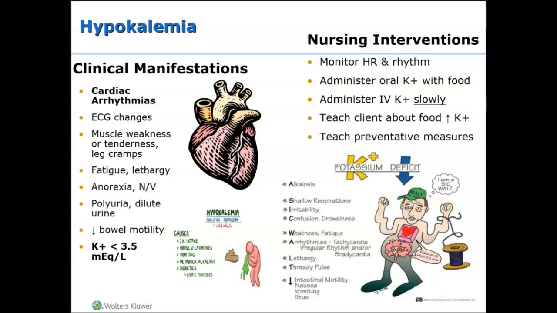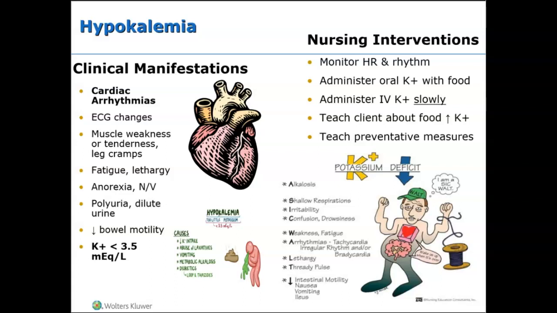Potassium imbalances mainly affect cardiac functioning. So now I want you to picture a big K plus right over the heart. Okay, so just kind of like the picture there. Hypokalemia will usually produce cardiac dysrhythmias. It can also produce muscle weakness, leg cramps, fatigue, nausea, vomiting. So this is going to be any serum potassium level that's below 3.5.